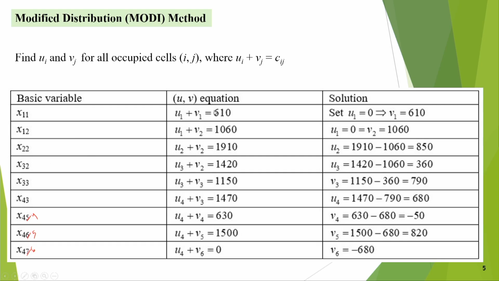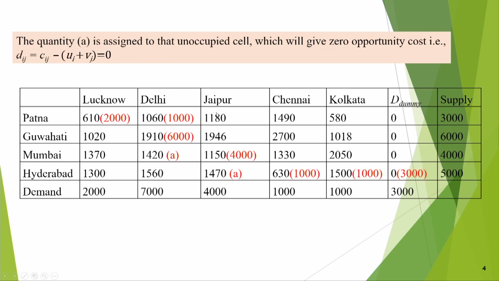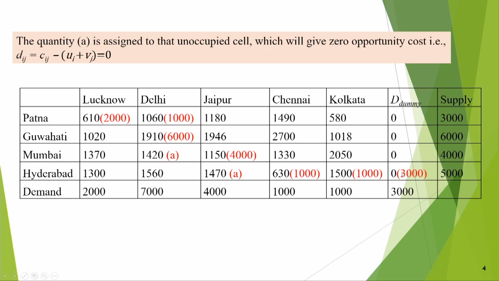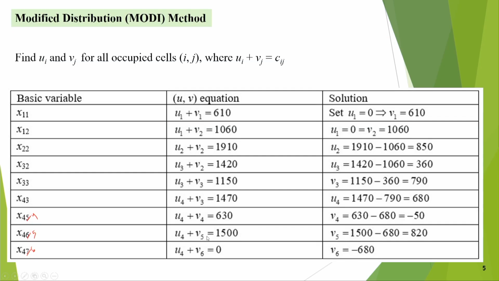You see, the first filled cell was the one in which the cost is 610, that is first row, first column. So, u1 plus v1 is equal to 610. And similarly, if I go to this one, where I have allocated 3000 in the dummy one, that is basically 4th row and 6th column. So, this is u4, but the cost is 0. So, u4 plus v6 is equal to 0, like that we have done.